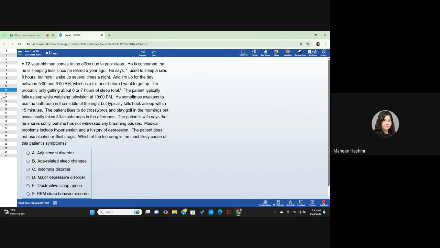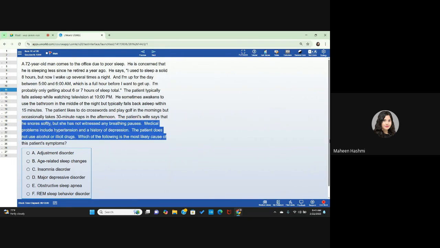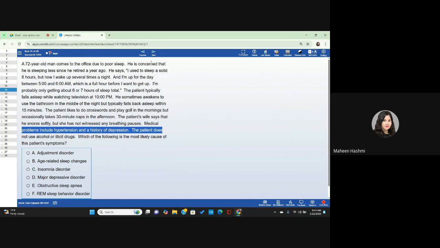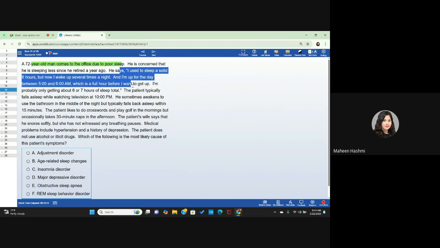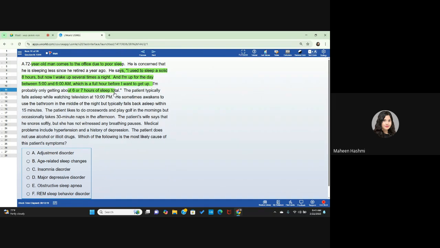Okay, so we come to the next question. A 72-year-old man with poor sleep. He says, I used to sleep okay, but I cannot sleep now. I'm probably getting only about 6 to 7 hours of sleep total. The patient typically falls asleep watching television at 10 p.m. Sometimes he goes to the bathroom. He likes to do crosswords and play golf in the morning. He occasionally takes a 30 minute nap in the afternoon. He snores softly. Again, everything is normal. So it's normal. So what's happening?